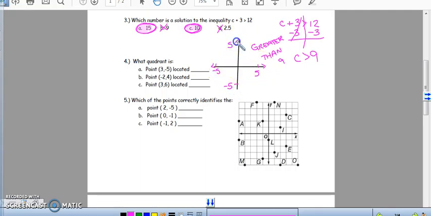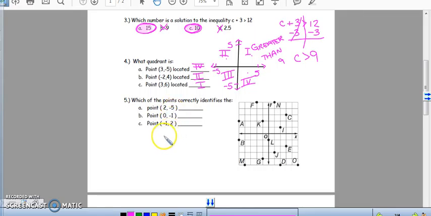Now the quadrants were those Roman numerals. Anybody remember where we start? We start right here. So that's quadrant 1, quadrant 2, quadrant 3, quadrant 4. So point (3, -5) means I go over 3, down 5. That's in quadrant 4. Negative 2, positive 4. So I go over to negative 2, up 4. That's about right here. (3, 6). I go over 3, up 6. That's about right here, so that's quadrant 1.